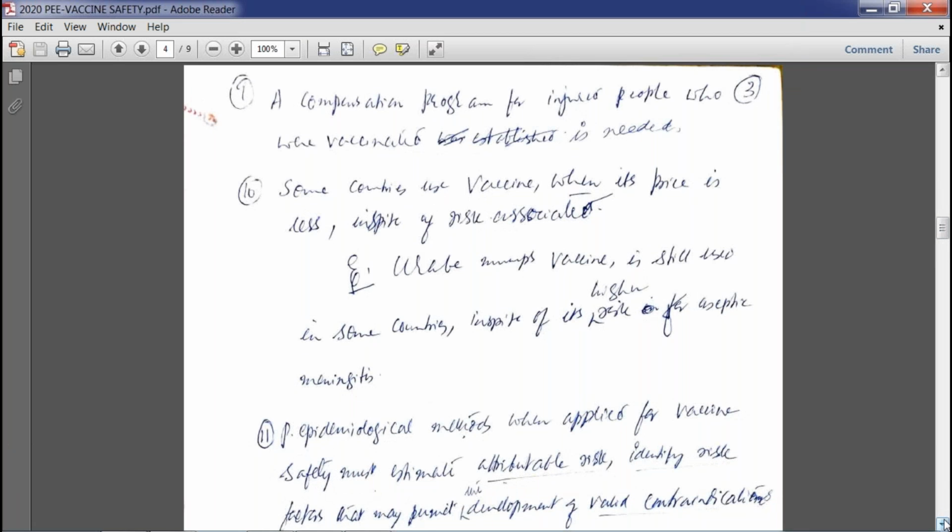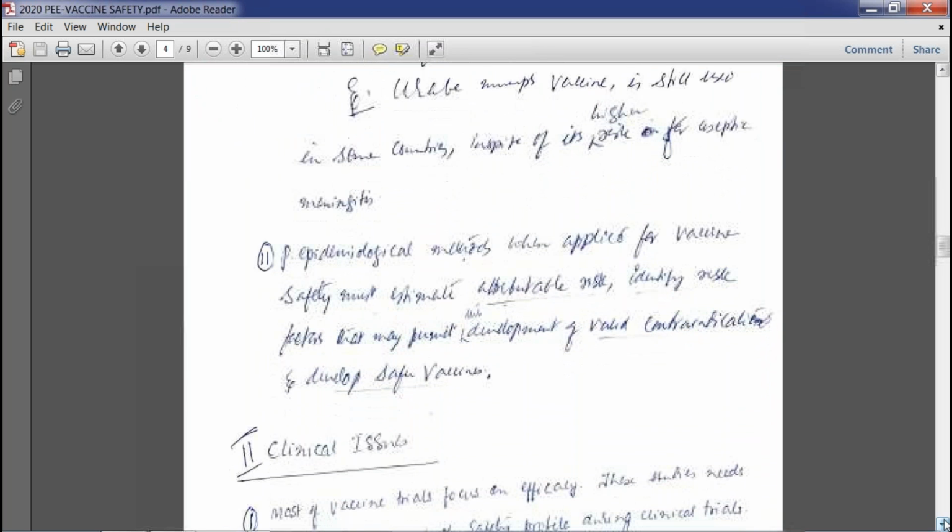The next issue which we come across is the application of pharmacoepidemiological methods. We have understood how pharmacoepidemiology is associated with vaccine safety. To assess safety among a large population, pharmacoepidemiology concepts are very useful. When you want to use them, you need to assess safety from attributable risk, which we have understood, that is, how the risk compares between the exposed and non-exposed populations. Pharmacoepidemiology should also be able to identify risk factors that may permit the development of valid contraindications.